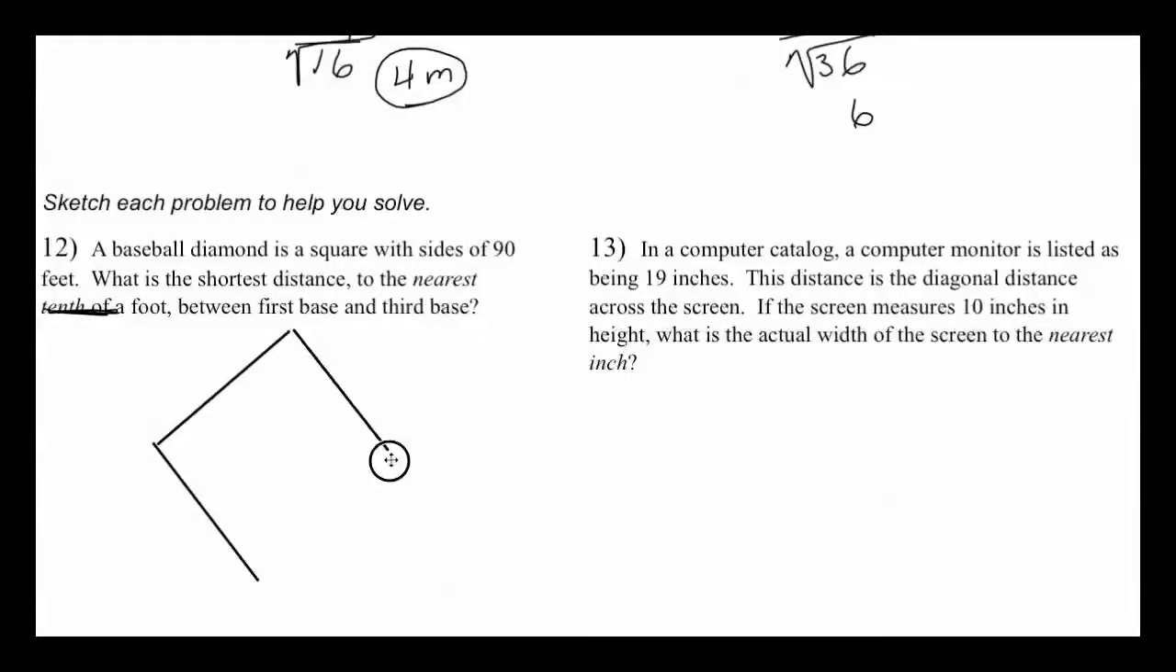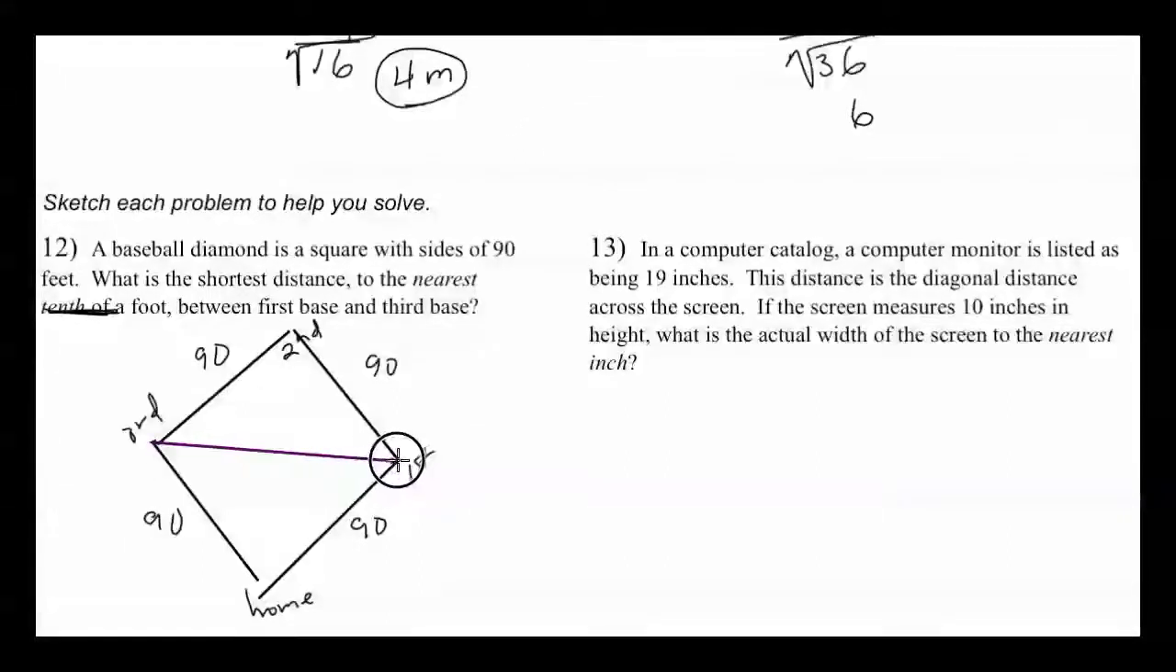Okay, so that we can put the measurements in there. So we know this is a square. All right, so we know each of these is 90 feet. And they're asking us to find the shortest distance from first to third. So this is first base, second base, third base, and home for those of you who don't know about baseball. So I'm finding this distance right here, right there. That's the first to third distance.